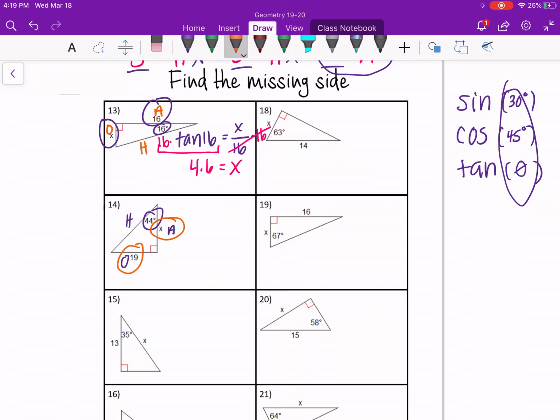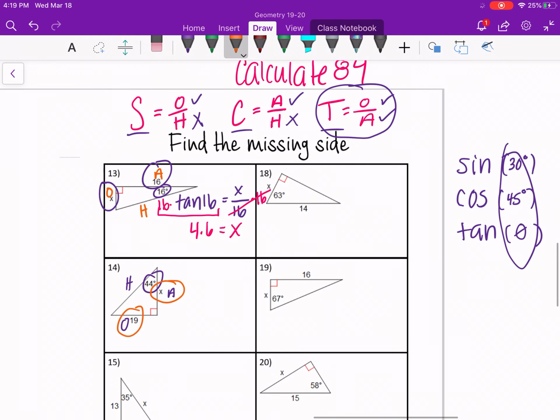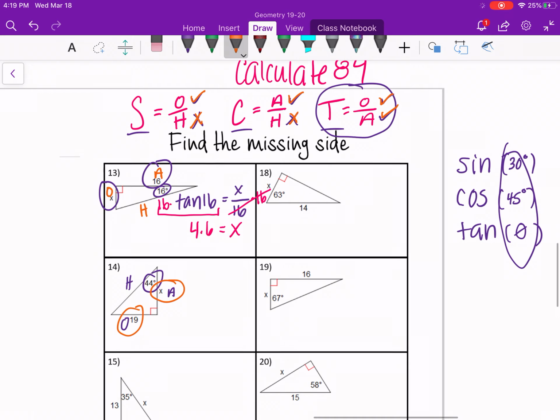So this is exactly like our previous example. We only have A and we only have O. So if we went through, we'd have the same checklist where we can only use tangent because we don't know anything about H. There was nothing written outside the triangle. So I'm going to say tangent of 44 equals opposite over adjacent.